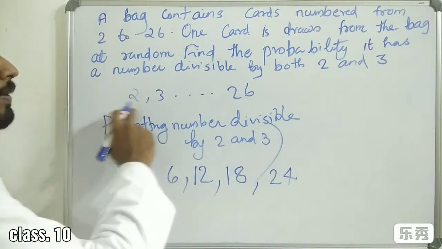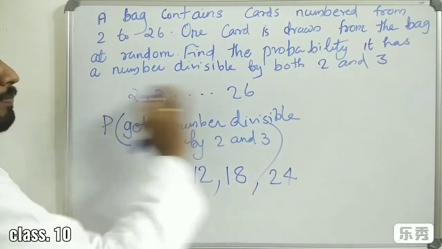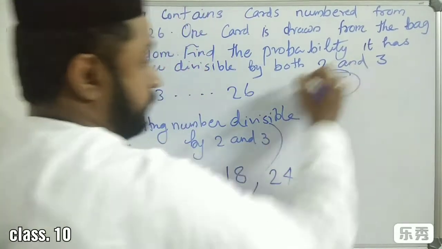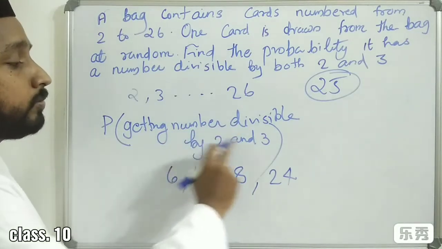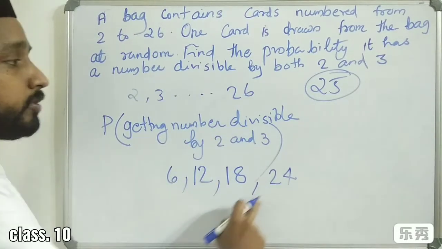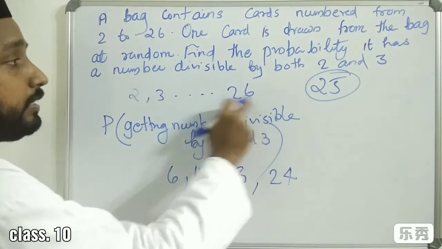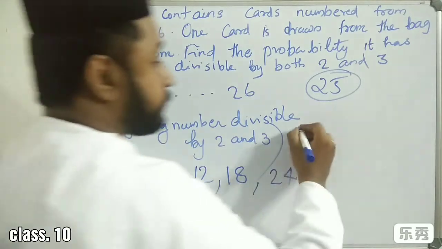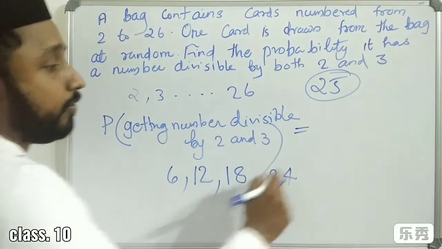Then how many numbers are there? 2 to 26. So 1 is not there, then up to 26, which means total 25 outcomes. So for probability of getting number divisible by 2 and 3, in these numbers 6, 12, 18, 24 are divisible by 2 and 3. So total 25 sample space are there, 2, 3, up to 26. So number of favorable outcomes, that is 1, 2, 3, 4.